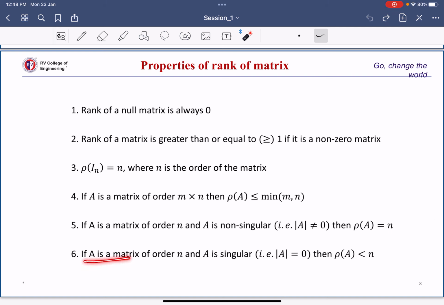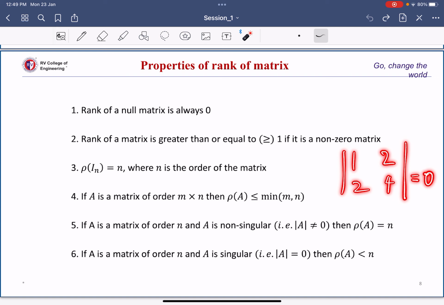If A is a matrix of order n and A is singular, that is, determinant of A is equal to 0, a singular matrix being a matrix whose determinant is equal to 0, then the rank of the matrix is less than the order of the matrix. So if I consider a 2 cross 2 matrix, say 1, 2, 2, 4, and evaluate the determinant of this matrix, we get the determinant as 4 minus 4, which is 0.